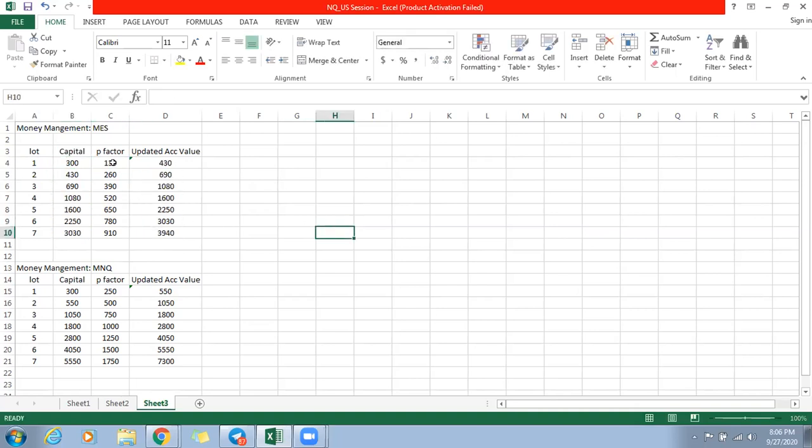So that's why I come up with 130, or you may use 150. That means 3 times in a row your trades are losers. 3 times in a row is about 150, assuming that each trade has a risk of 10 points. Okay, yeah, it makes sense.